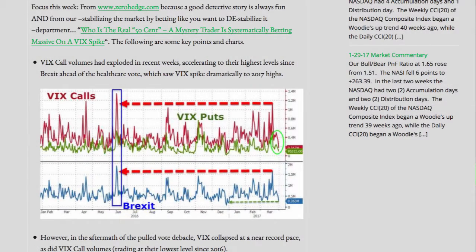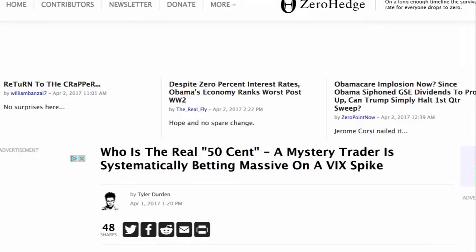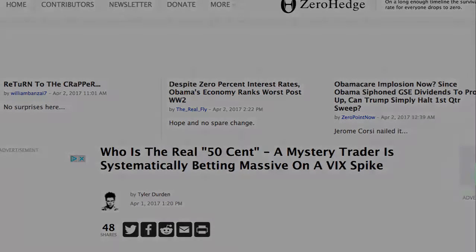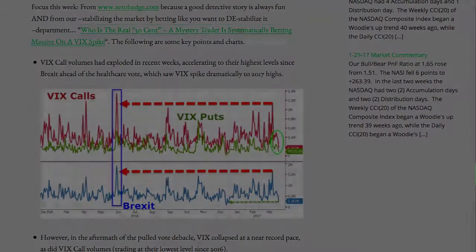Focus this week from www.zerohedge.com, because a good detective story is always fun, and from our Stabilizing the Market by Betting Like You Want to Destabilize It department. Who is the real 50 Cent? A mystery trader is systematically betting massive on a VIX spike. The following are some key points and charts.